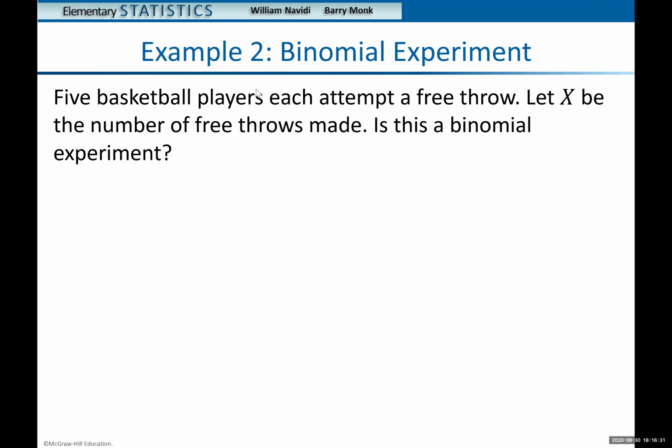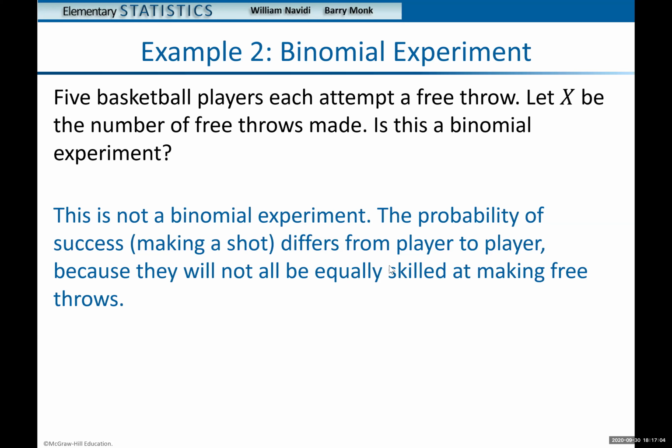Because the conditions should be, they should have the same probability of success, right? So would those five basketball players have the same probability of success? Wouldn't it depend on their level of talent? Right. Yes, so the answer is it is not a binomial experiment, okay? Because not all basketball players are the same when it comes to free throws. So they will not all be equally skilled at making free throws, okay?